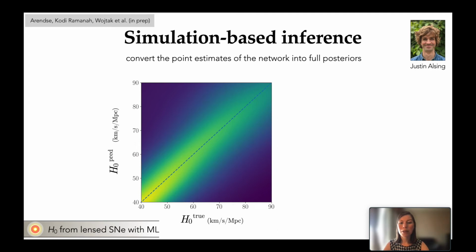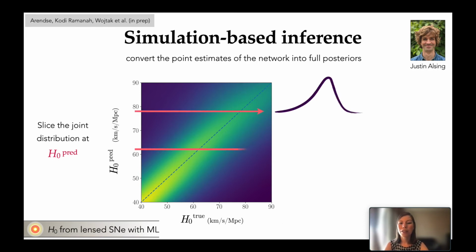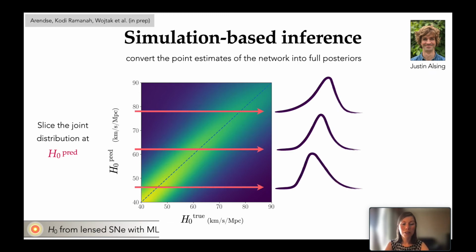And how we approximate it is by looking at the scatter between the predicted and the ground truth values of the Hubble constant. So a large scatter here would result in broad posteriors and little scatter in narrow ones. And if we predict for one lens system a certain value of H0, we would get a posterior by slicing this distribution at the predicted value of H0, so resulting in different posteriors for each value.